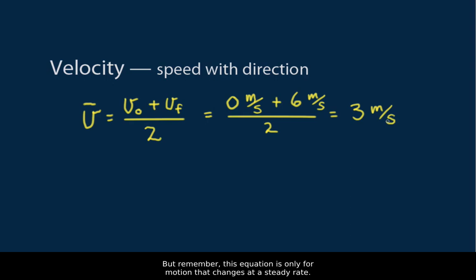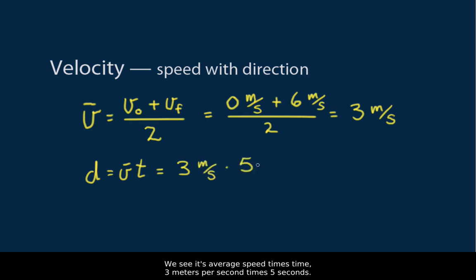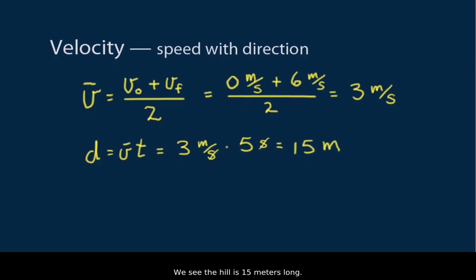That's simple enough, but remember, this equation is only for motion that changes at a steady rate. Distance traveled is found by multiplying the average speed by the time interval. For example, how long is the hill we just discussed if it takes 5 seconds for Barry's ride down the hill? We see it's average speed times time, 3 meters per second times 5 seconds. We see the hill is 15 meters long. Yum.